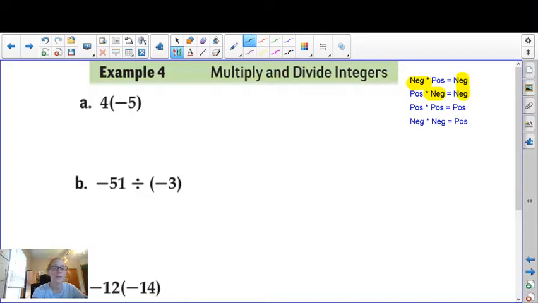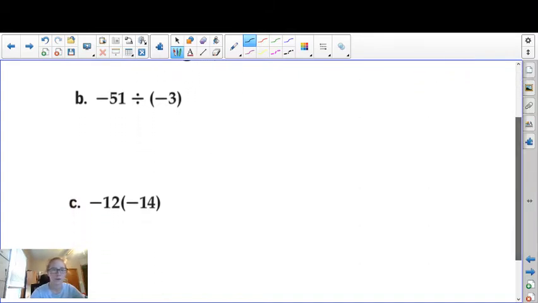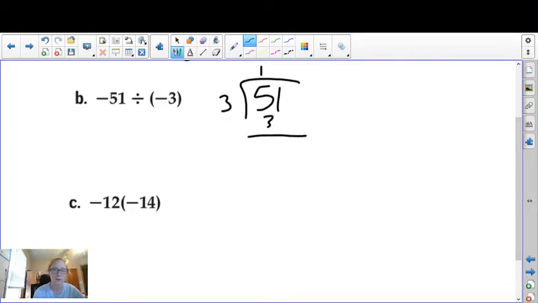Okay, so 4 times 5 we know is 20, and there is one negative. So my answer is negative. 51 divided by 3 gives me, I don't remember off the top of my head, so let's do it out. 3 goes in there once, 3 times, get 21. 7, so my answer is 17. And negative, negative, so my answer is positive.